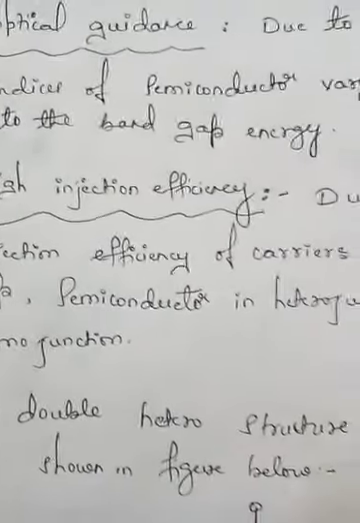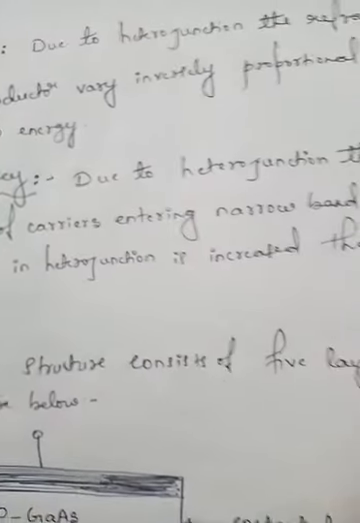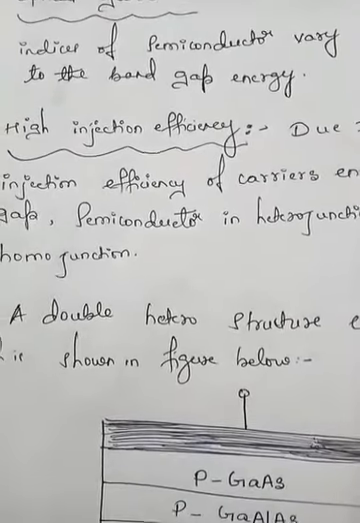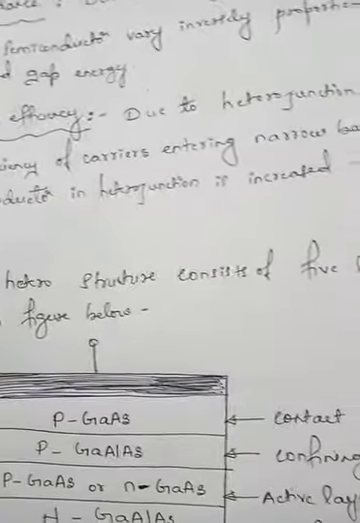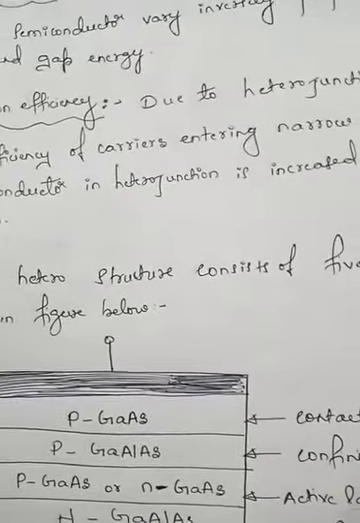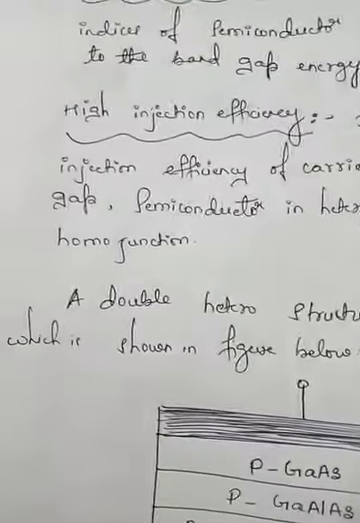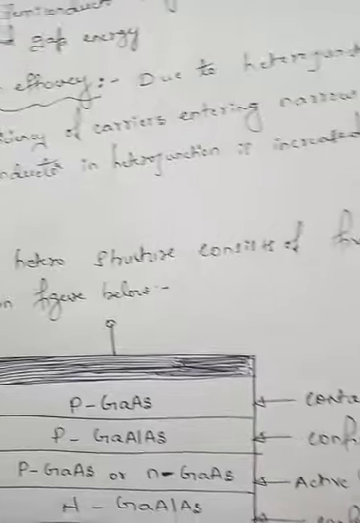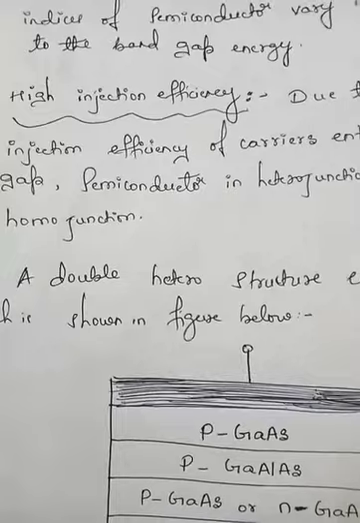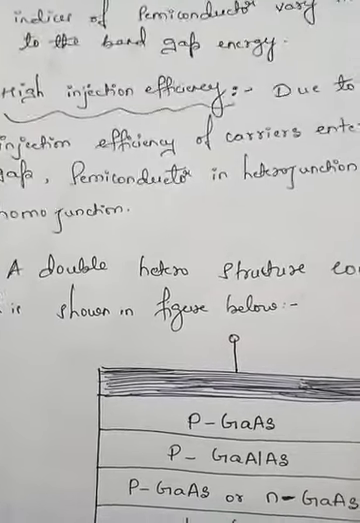Optical guidance: due to the heterojunction, the refractive indices of semiconductor vary inversely proportional to the bandgap energy. High injection efficiency: due to heterojunction, the injection efficiency of carriers entering the narrow bandgap semiconductor in heterojunction is increased compared to that in homojunction. So these are the properties of the heterojunction structure.